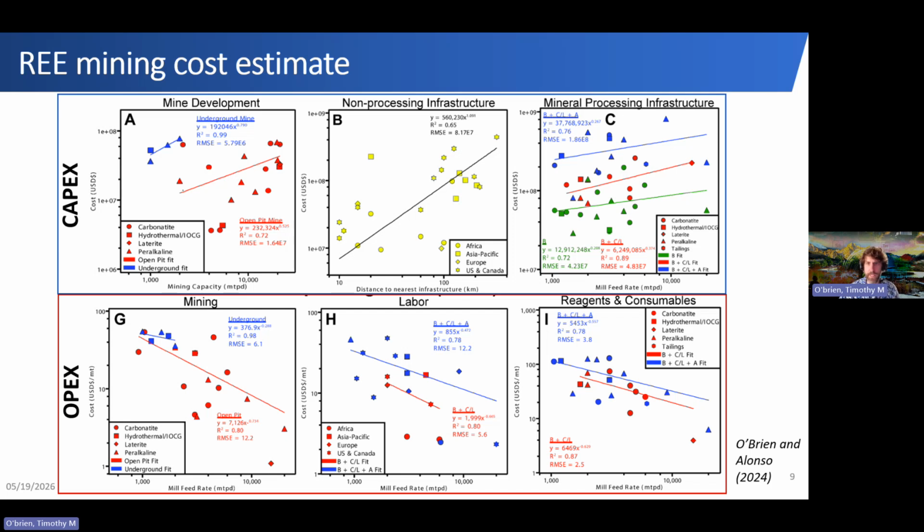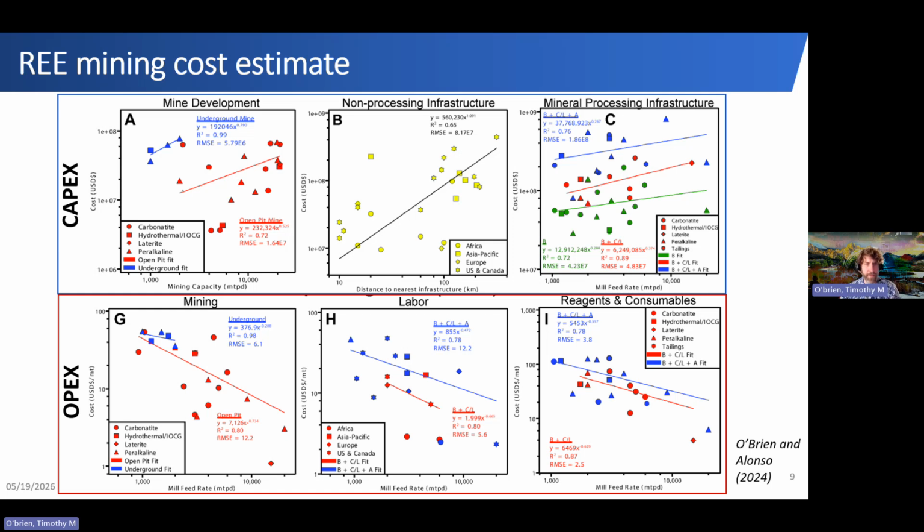So again, as you increase the feed rate, the costs will increase, but also as you increase the steps, going from green for just beneficiation to red for beneficiation, cracking and leaching, and ultimately producing a separated oxide, the costs increase as you increase the number of steps. And for the bottom, what we have are the operating costs.